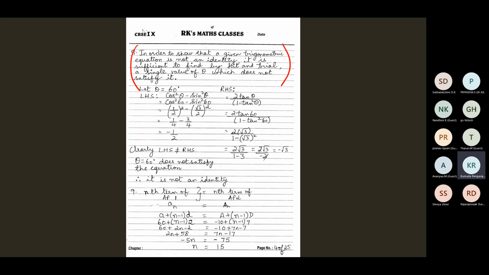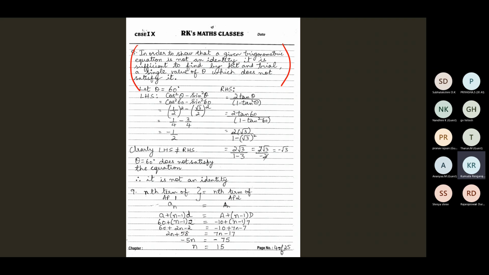But if it holds good for any value of theta or any value of x, any value of y, then that equation is an identity. An equation is true for some values of the variable, for one or some values of the variable. But an identity is true for every value of the variable.